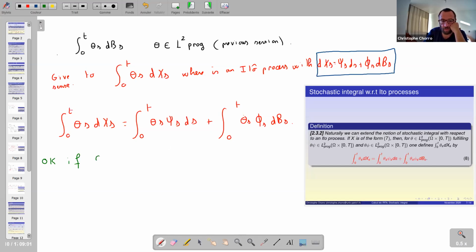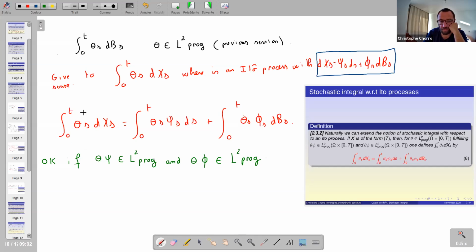For this one, I can impose that theta phi belongs to L2 prog. And for this one, keep in mind that I have defined the stochastic integrals for integrands in L2 prog. So if theta phi belongs to L2 prog and theta phi also belongs to L2 prog. And depending on the Ito decomposition of x, that are this term here and here, it will be more or less restrictive conditions here, okay?